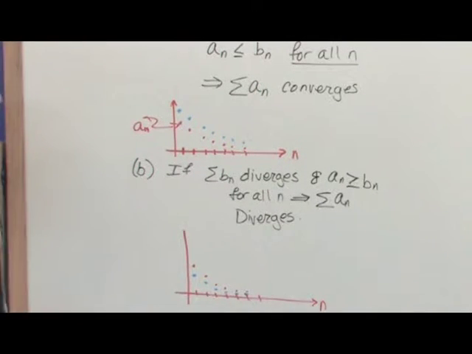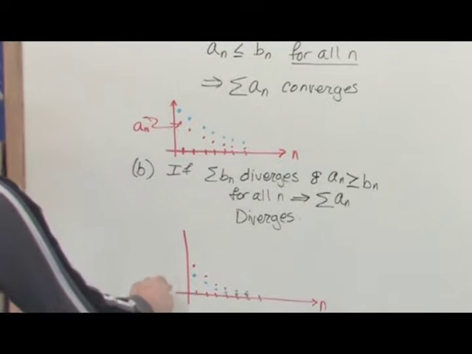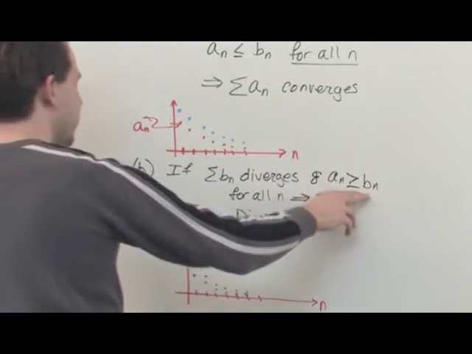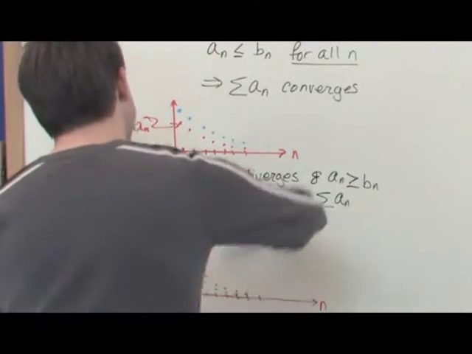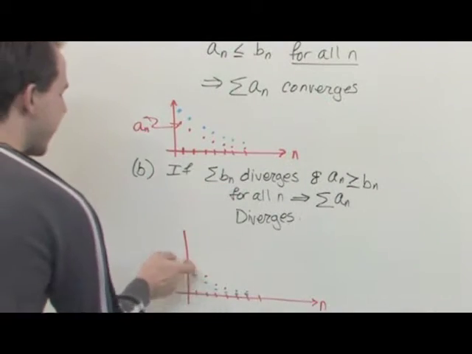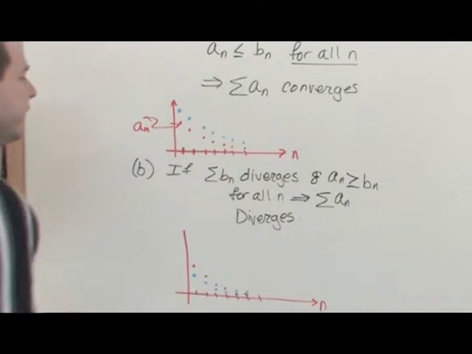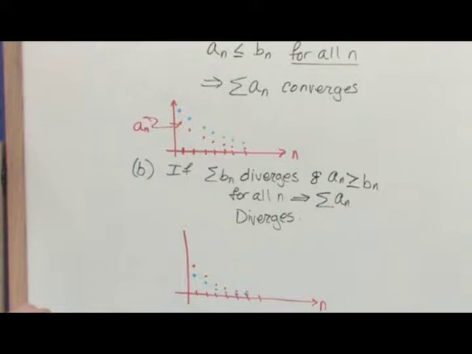And you can kind of look at it the same way. b sub n lies below a sub n. The b series lies below the a. That's what this is saying. So if b diverges, it kind of pushes a off to infinity. So you have found a series that lies below the one you care about, and yet it itself diverges. So you've proven that the one you care about also diverges.